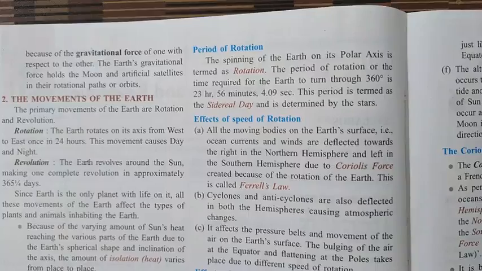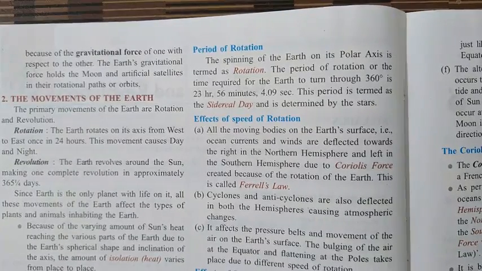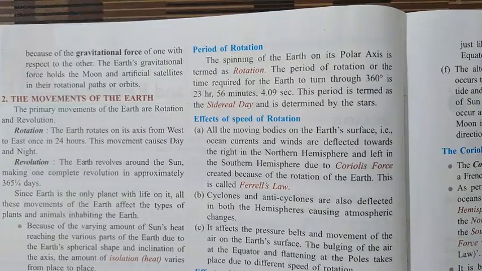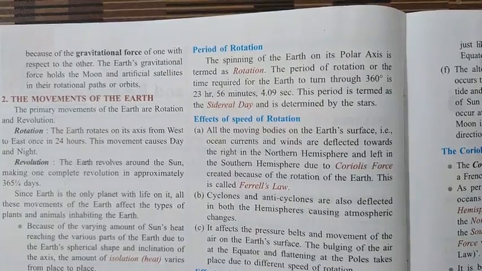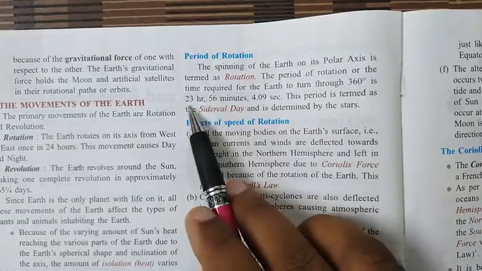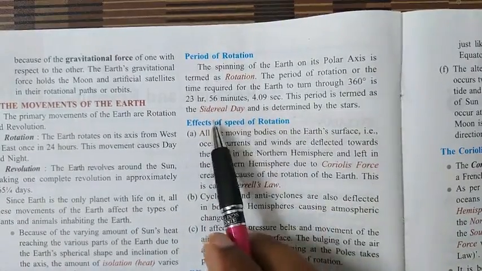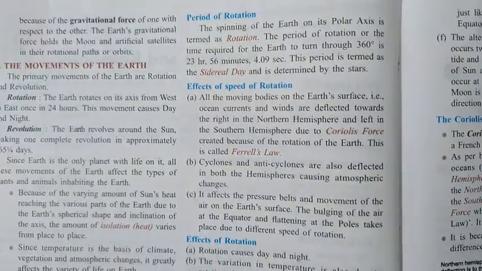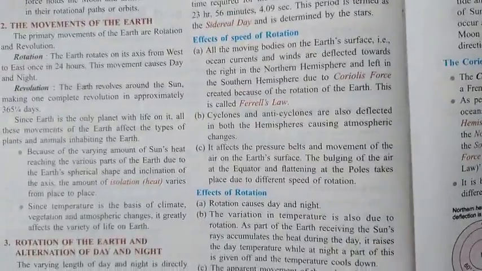Now about the speed of rotation, first of all, the period of rotation. The exact period taken by the Earth to complete one rotation is 23 hours 56 minutes 4.09 seconds, and this exact time taken to complete one rotation is called a sidereal day. So this is the period of rotation and the effects of the speed of rotation.